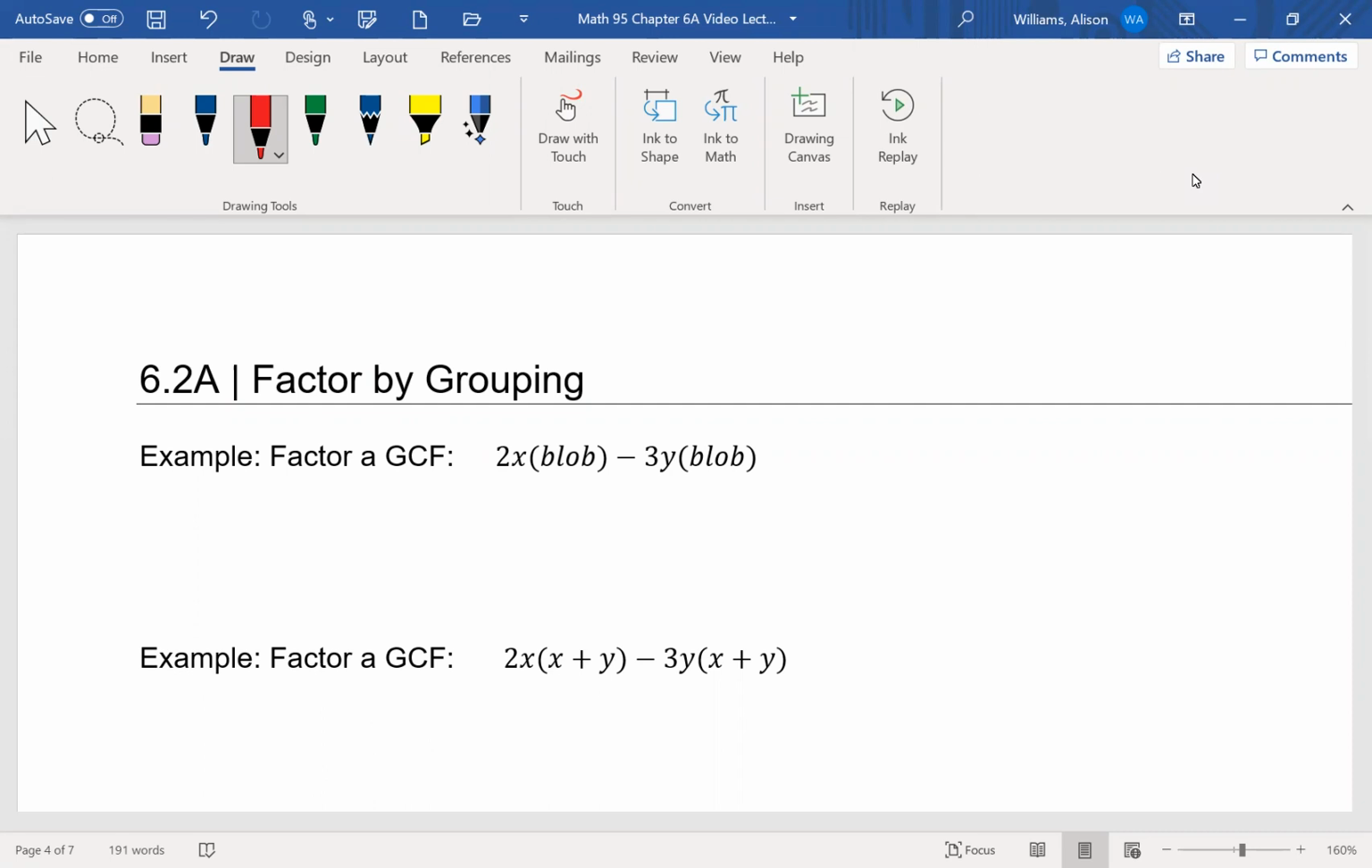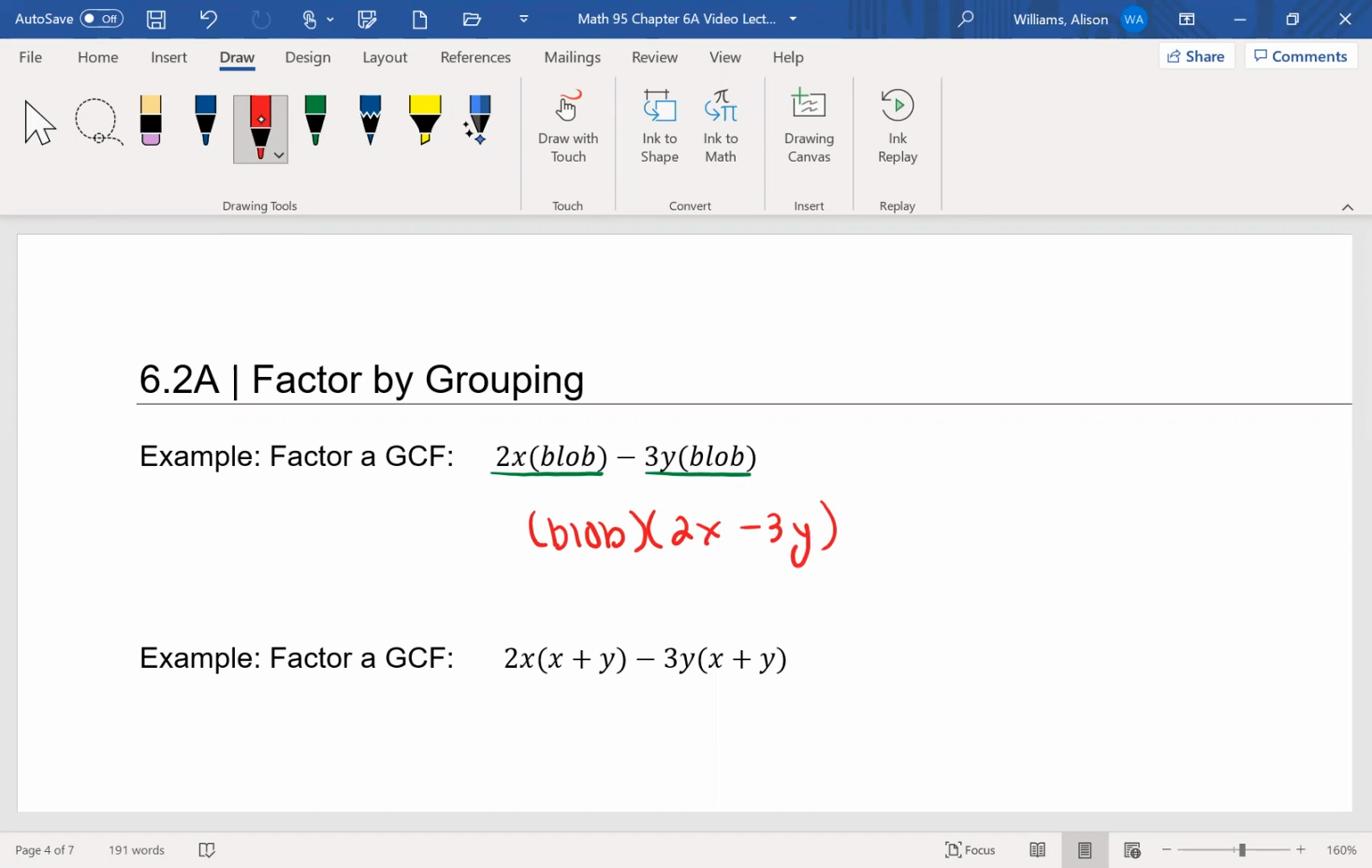In this particular example, I'm looking to factor out the GCF, the thing that the two terms have in common. Just so we're clear, this is the first term and this is the second term. When I look at it like that, the thing they have in common is blob. So I'm going to factor out blob, and what I'm left with is 2x minus 3y.